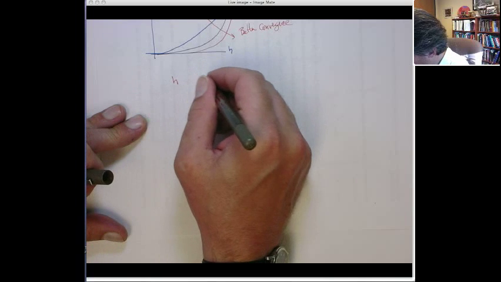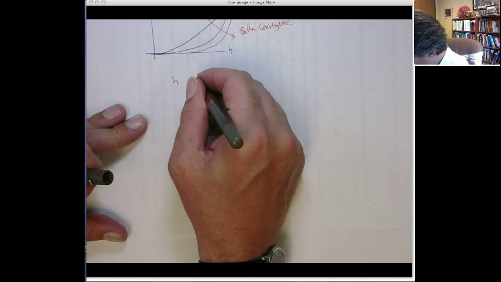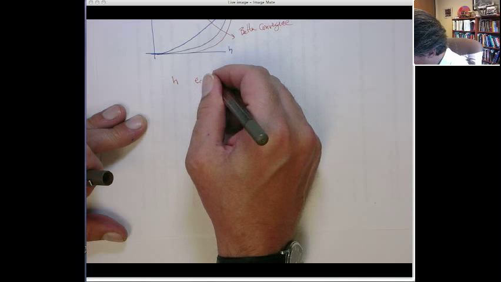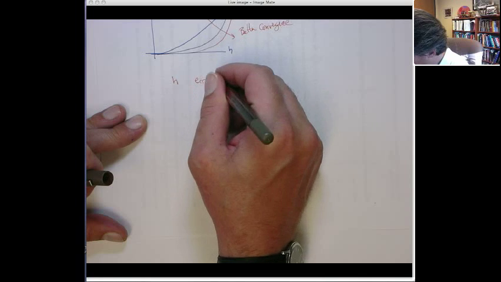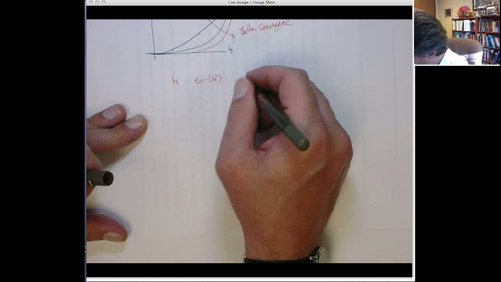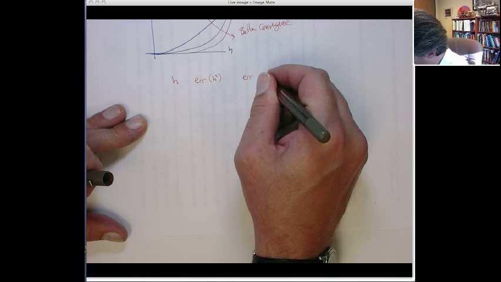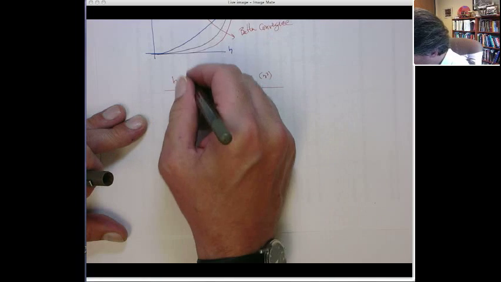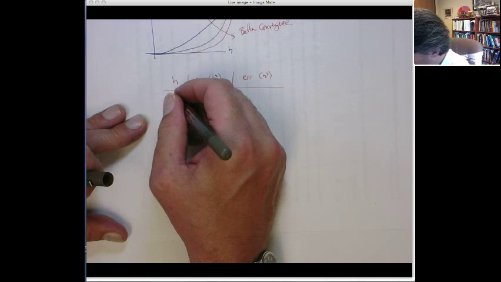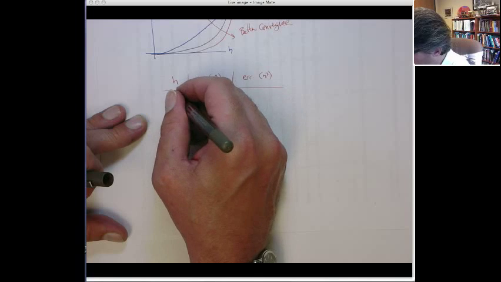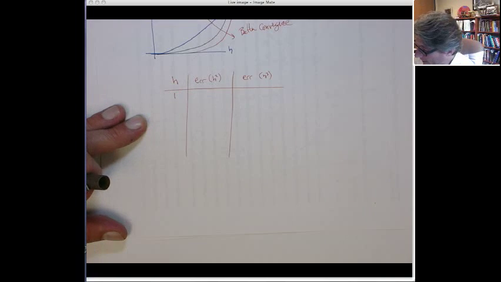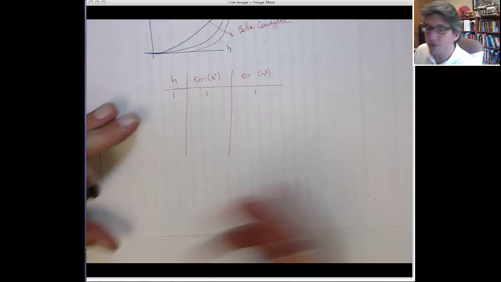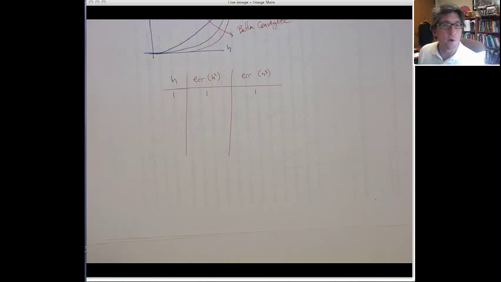And then we'll put the error for something that's h squared, and then the error for something that goes as h cubed, okay? So let's first put h as 1. Then if h squared is equal to h cubed, they're both about the order of 1.